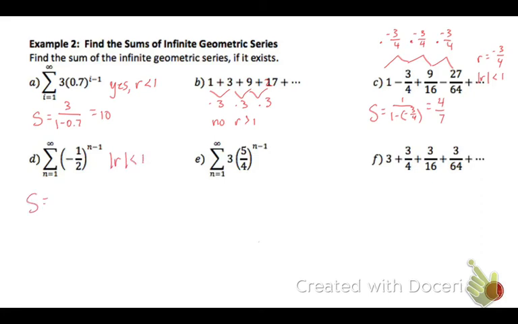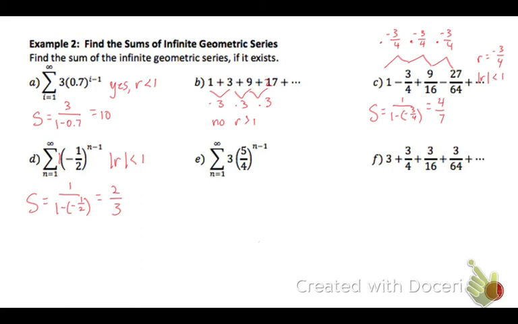So in D, we have that infinite series going from 1 to infinity. Our rate is negative 1/2. The absolute value of that is less than 1, so we do have a sum. Using the formula, we don't see the first term, but I've written it in there. It's an understood 1. So 1 over 1 minus r, and that would give us 2/3.